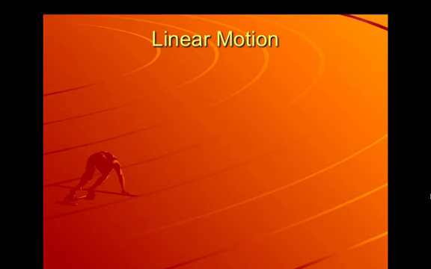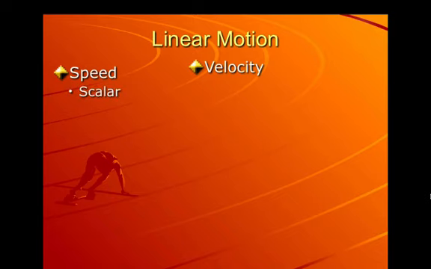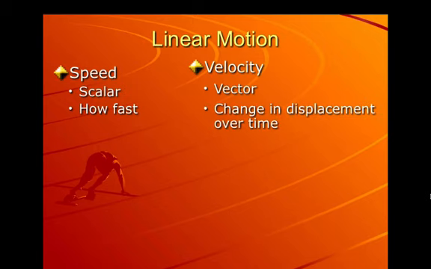The next set of terms we're going to look at is the idea of something called speed versus, in physics, something called velocity. Speed is a scalar value, basically telling you how fast you're going. Velocity, however, is a vector value and is defined as a change in displacement over time. The symbol we use for velocity is a lowercase v, and its standard unit is the meter per second. Now, let's take a look at that.